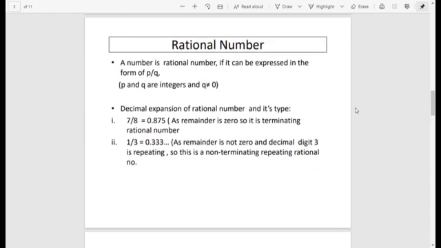Rational number. If any number can be expressed in the form of p by q, it is a rational number. Types of rational number can be decided with the help of decimal expansion. So 7 by 8 is equal to 0.875. Here remainder is 0 and it is a terminating type of decimal, so it is a rational number. 1 upon 3 gives us 0.333 and so on. So here remainder is not 0 and decimal digit 3 is repeating. So in this case, this is a non-terminating repeating rational number.